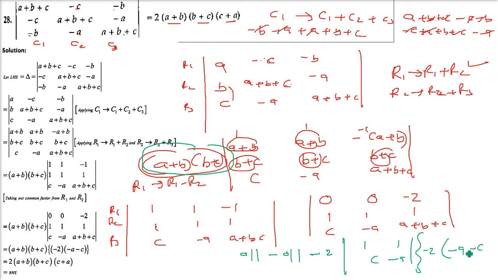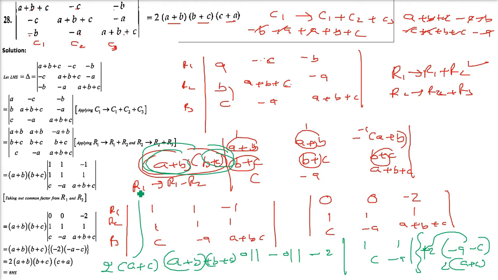Now you can take minus common from minus a minus c. It will be a plus c, minus goes out, so minus minus plus, so twice of a plus c. So 2 into a plus c, and this a plus b and b plus c was already there. A plus b and b plus c. So that is what we want. Okay, this is the answer.